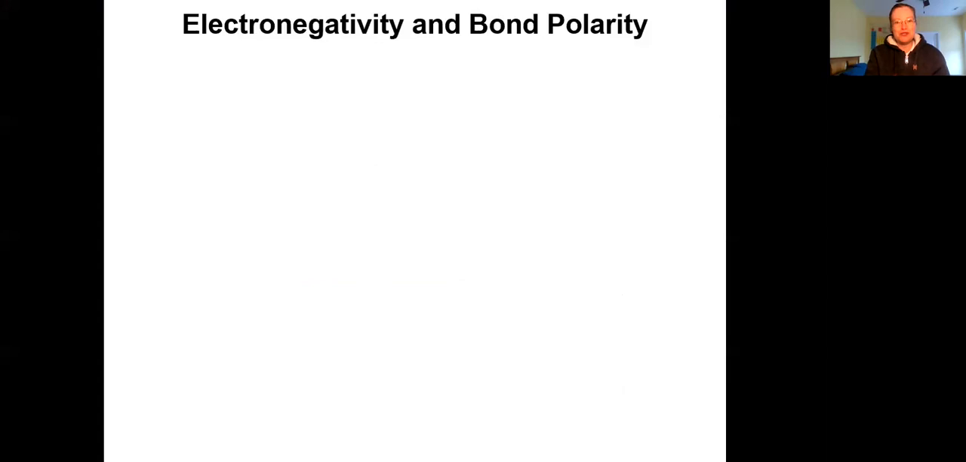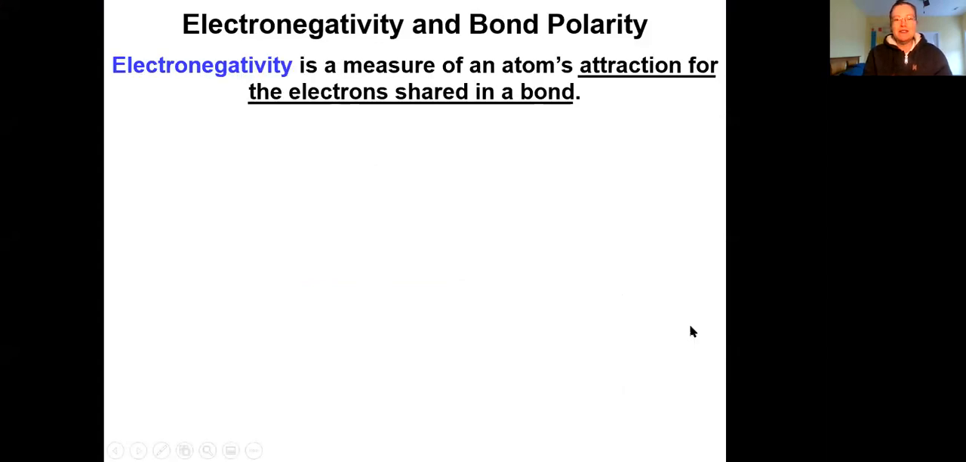These are some new terms for you to learn. Electronegativity. Electronegativity is a measure of an atom's attraction for the electrons shared in a bond.